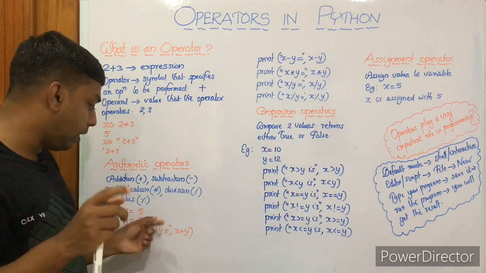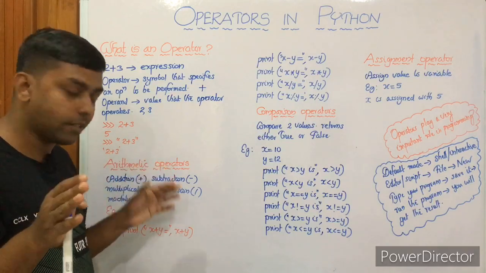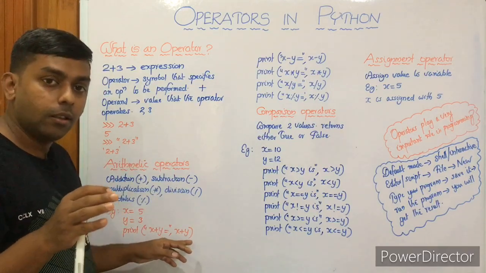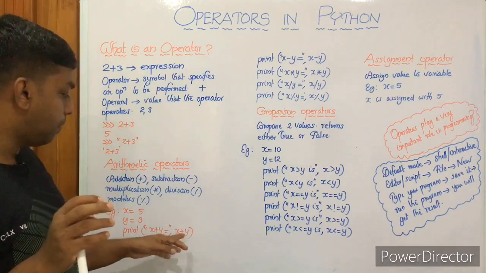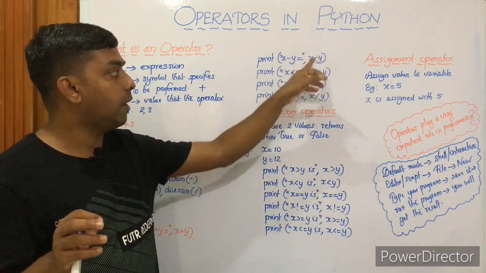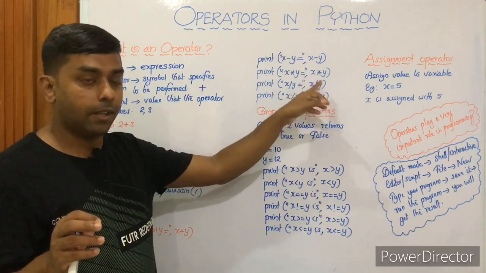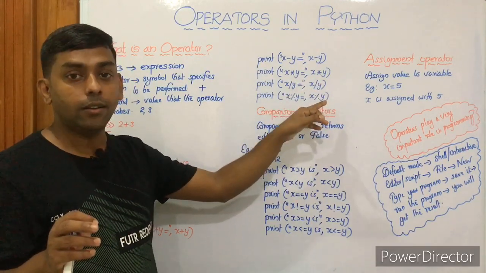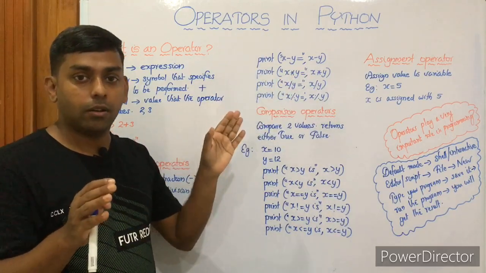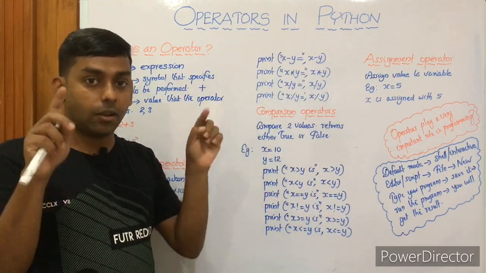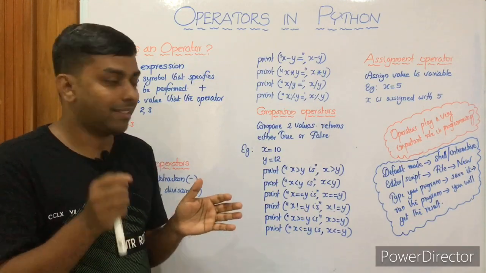Print "x plus y equal to", it's in quotes, so it prints the same text. Then x plus y, the second x plus y works on addition of x and y, 5 and 3. 5 plus 3, 5 minus 3, 5 into 3, 5 divided by 3, 5 mod 3, right? The first half of the print function prints the same text because it's in quotes. Hope you understood, it's that simple.